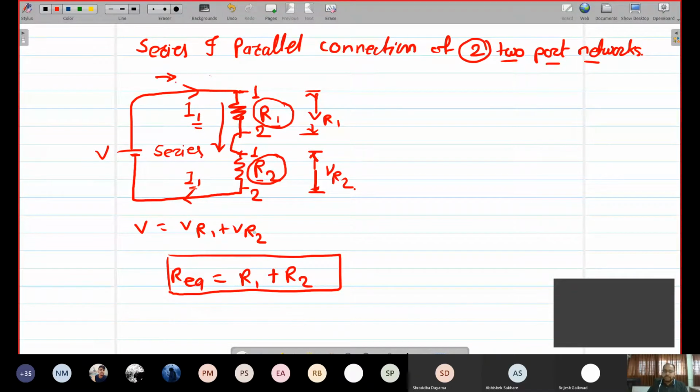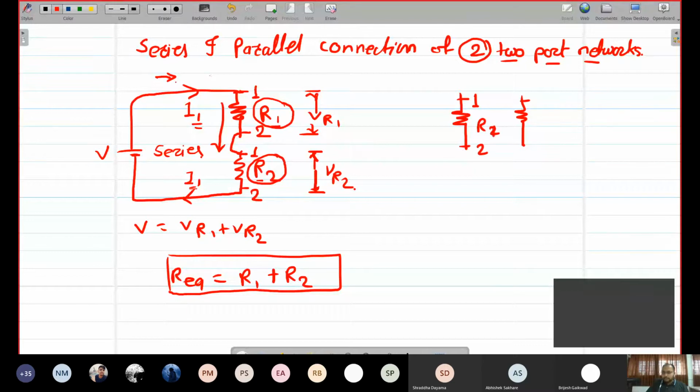Is that fine? Okay. Now let us discuss parallel combination. So now let us draw two resistors. So what is parallel combination? Let us again mark the terminals 1 and 2.